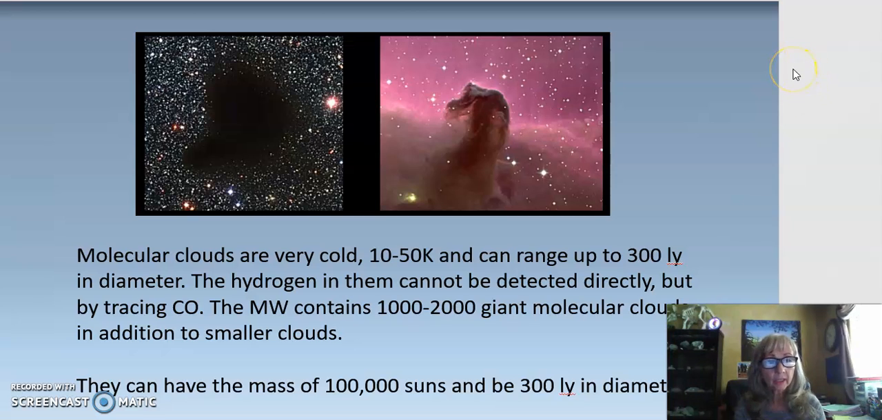The Milky Way contains 1,000 to 2,000 giant molecular clouds in addition to smaller clouds. They have the mass of 100,000 suns and can be 300 light years in diameter.